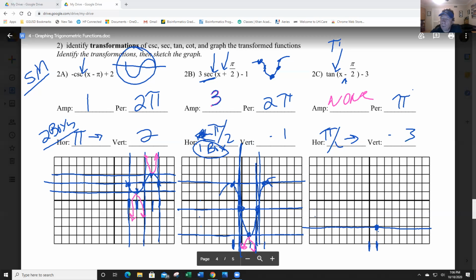Now, since the period's pi, I got to cut this in half and have pi over 2 on each side. And pi over 2 is 1 box. So you see that distance between the 2 blue lines that are vertical there is pi. Okay. And if I wanted to draw more, I could. It's very easy to draw more of these. It's not difficult to do. Just put a dot in the middle.